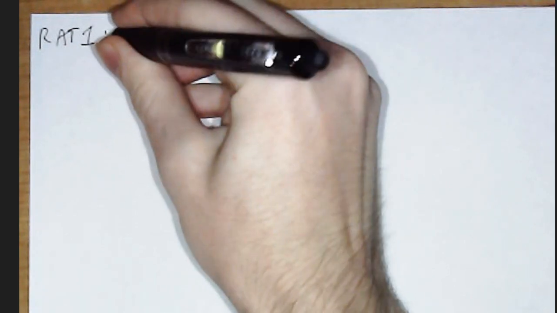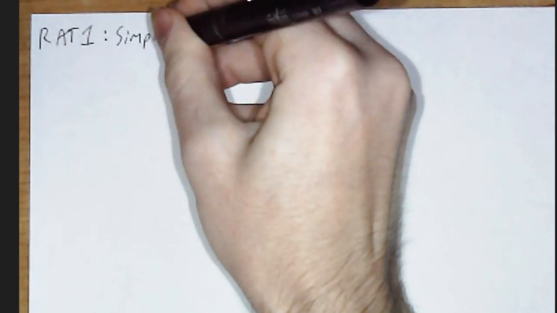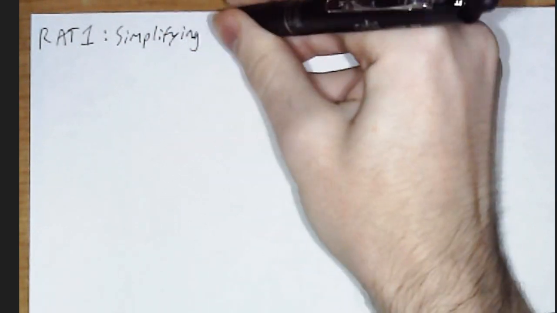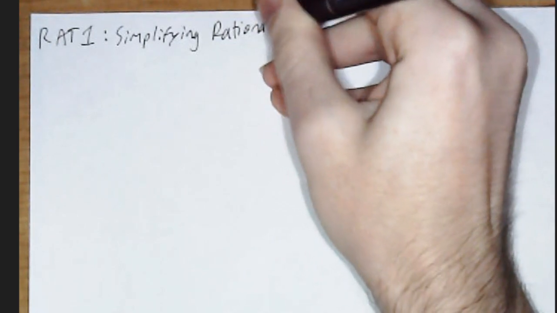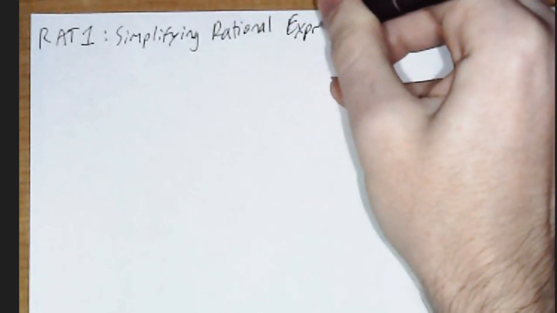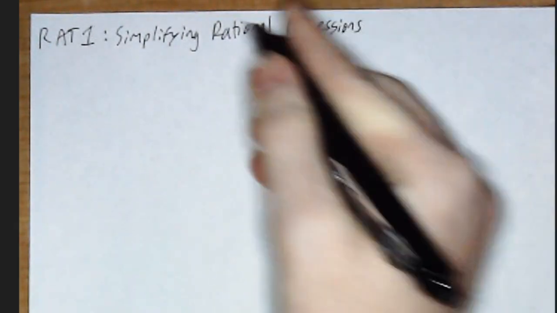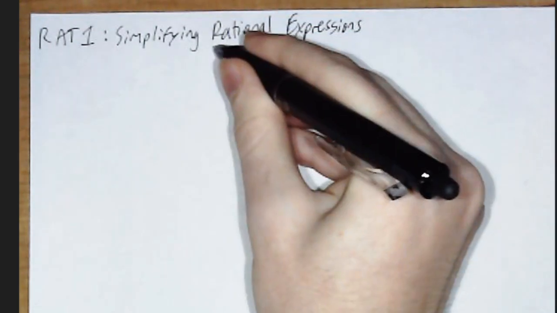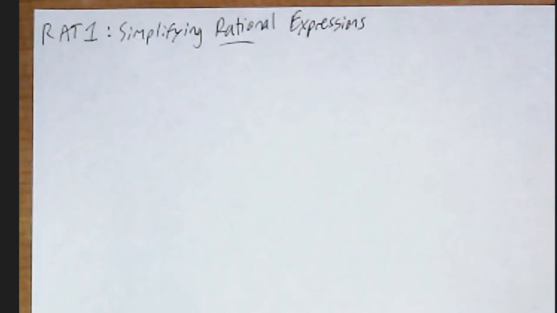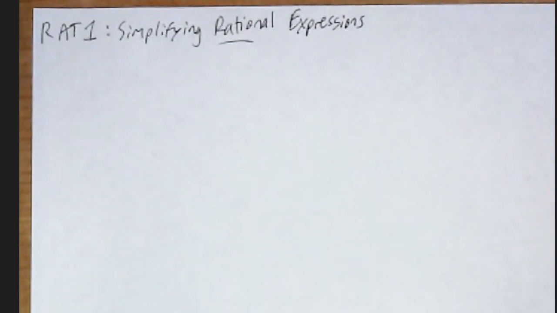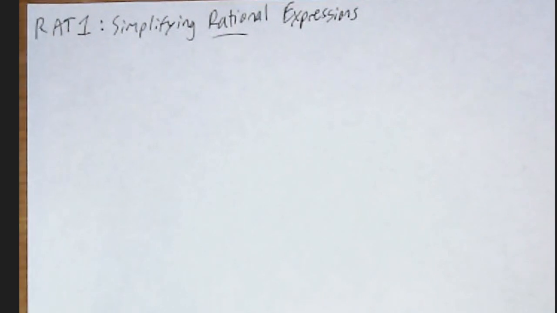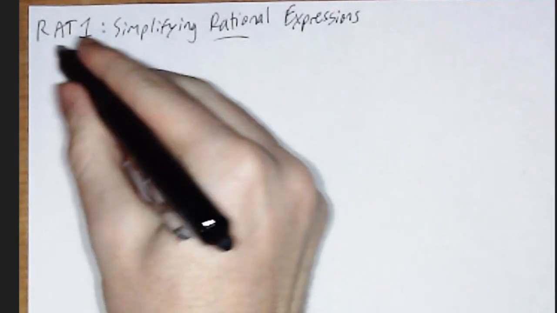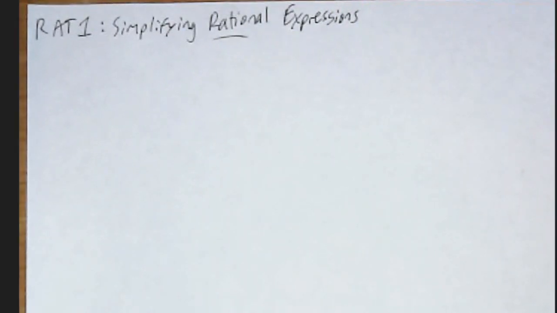Alright, so let's give ourselves a heading here. This is RAT1, simplifying rational expressions. Now the word rational, note that it has the word ratio in it. That means that we're dealing with a fraction, and that's what this entire unit is going to be about. RAT stands for rational. So this entire unit is about fractions.